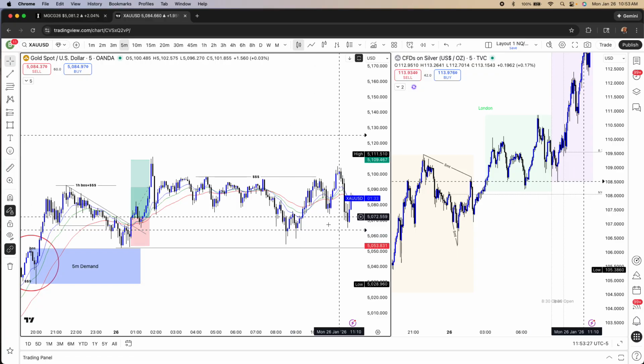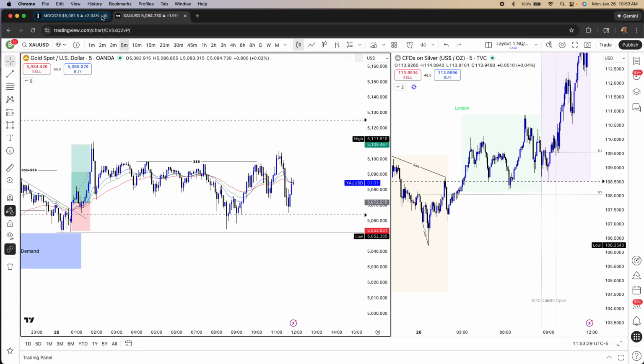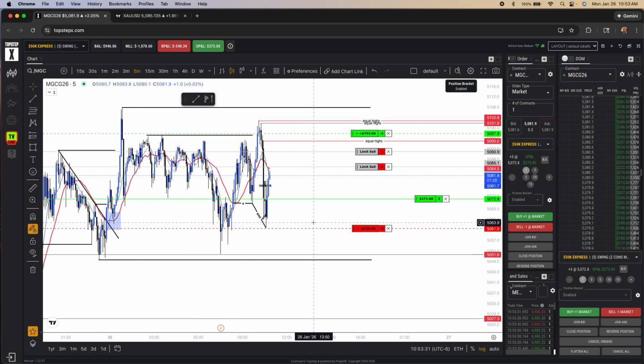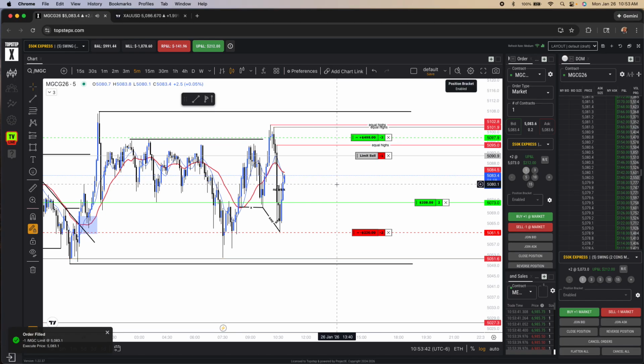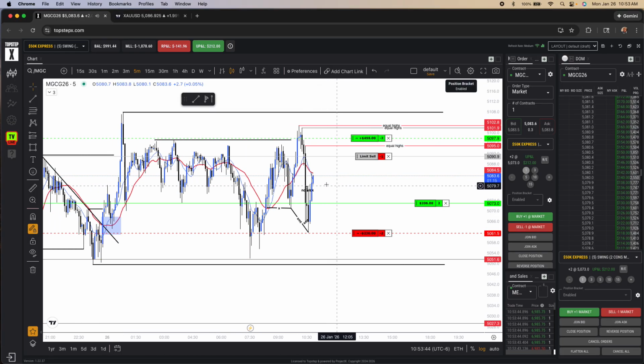Now coming back to over here, for this setup, it's slightly different. I'm going to go ahead and take off one contract now. Come on. Okay. So we took off one contract. That gave us a little bit of our money back.